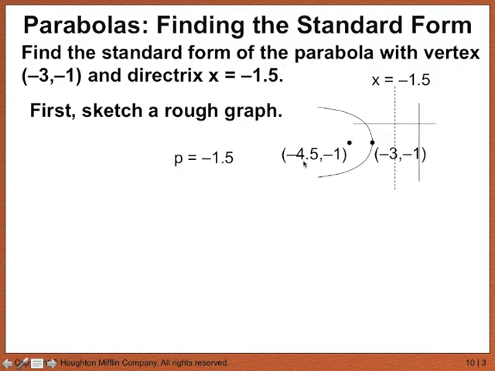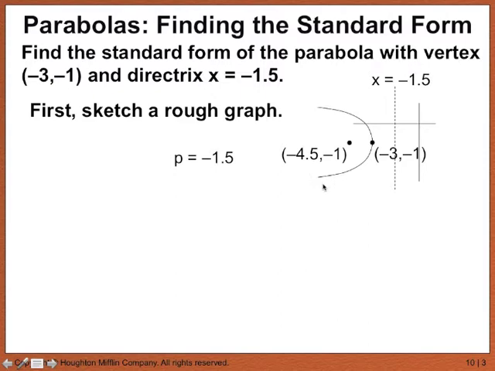All right, so why are the coordinates negative 4.5, -1? Well, I know that the y-coordinate is -1 because this is a horizontal parabola. Therefore, the axis of symmetry is horizontal. So they're going to have the same y-coordinate, both focus and vertex. And the only difference in x-coordinates, when we're comparing the vertex to the focus, is going to be negative 1.5, which we already proved because that's the same as the distance of the directrix to the vertex.